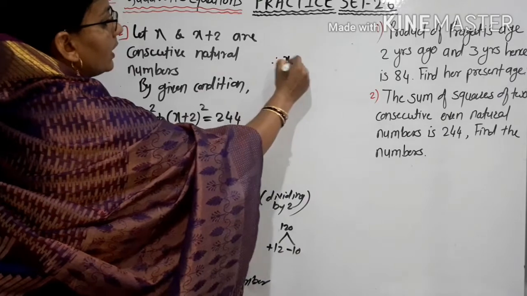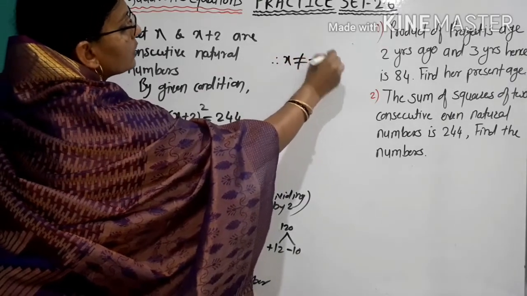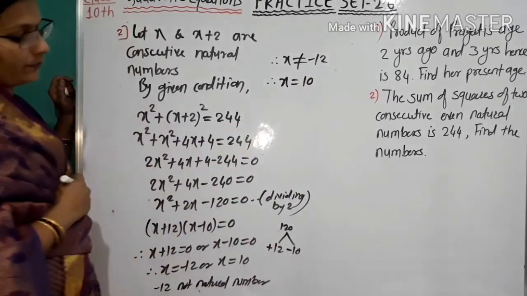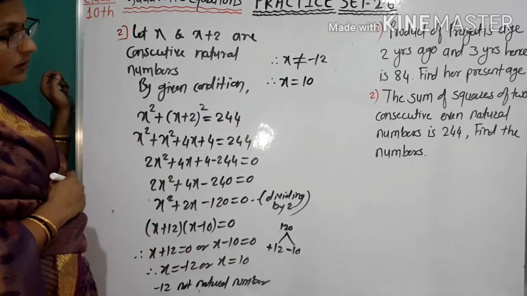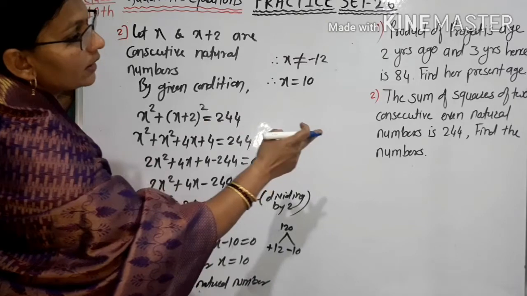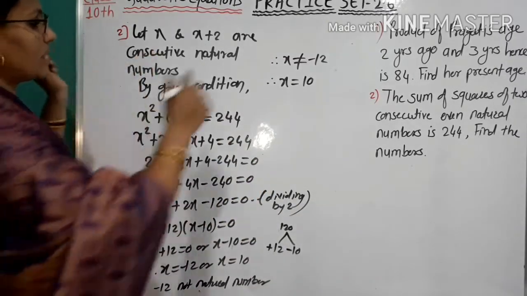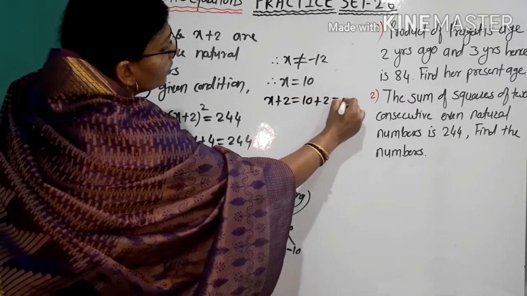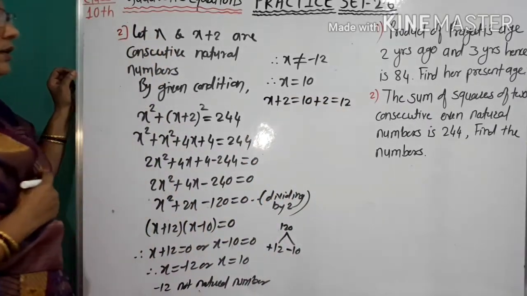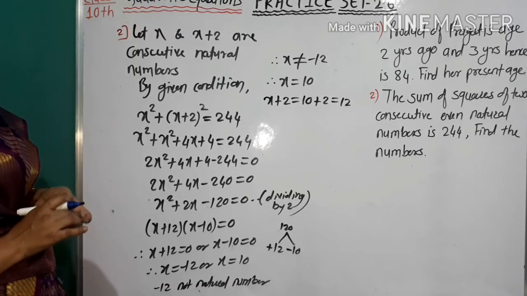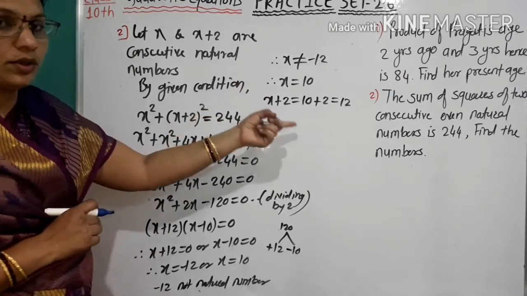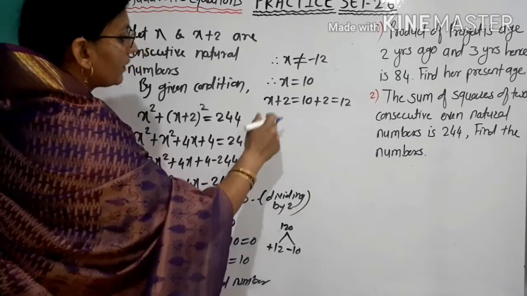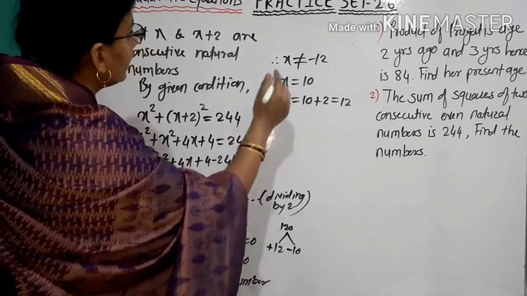Therefore, x is not equal to minus 12. Therefore, the value of x is equal to 10. Now we have to find both numbers. That is x plus 2 equal to 10 plus 2 equal to 12. Here the consecutive natural numbers are 10 and 12. So write the answer of this example in verbal language.